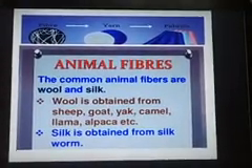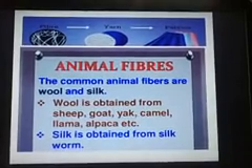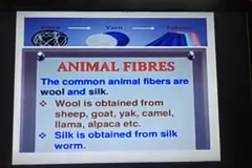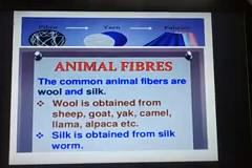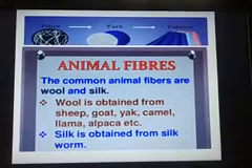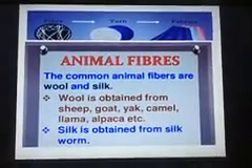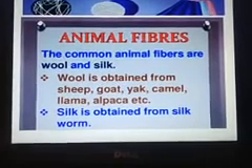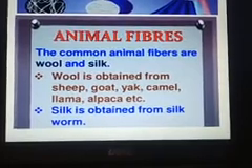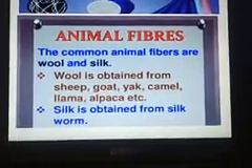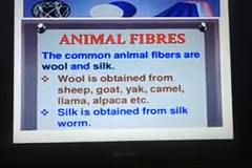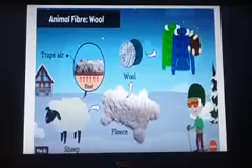Children, for making any fabric or cloth, the process is first we need fiber, then from fiber yarn is made. Yarn means the thread, and either by knitting or by the process of weaving, fabrics are made. Here in this chapter we are going to deal with animal fibers. The common animal fibers are wool and silk. First we will see about wool. Wool is obtained from sheep, goat, yak, camel, llama, alpaca, etc. And silk is obtained from silkworm.